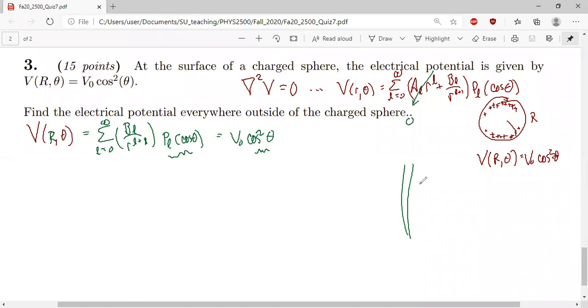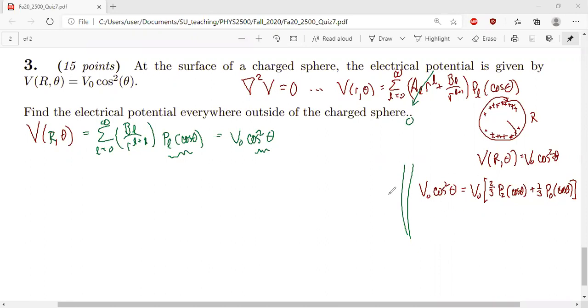So I have V naught cosine squared theta is equal to, juggling a little bit, V naught times 2/3 P2 cosine theta plus 1/3, got to get rid of that 1/3, P naught cosine theta. And you can check that that's true. So the 3/2 cosine squared theta minus 1 and the 1/3, that will get me what I need.